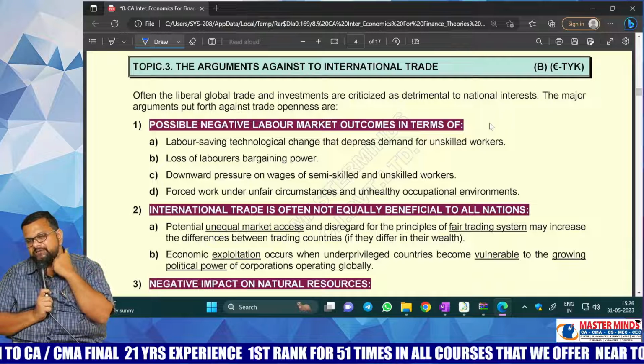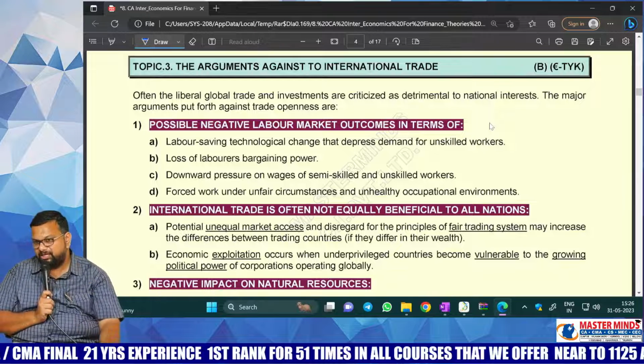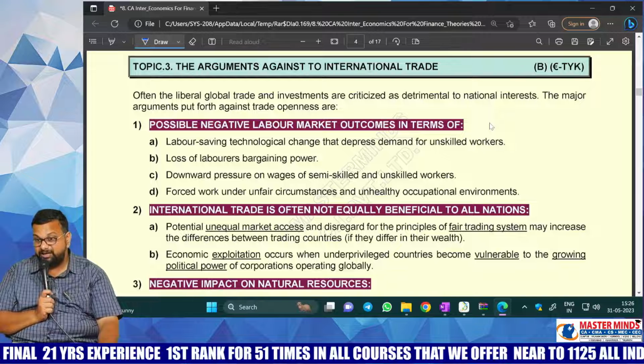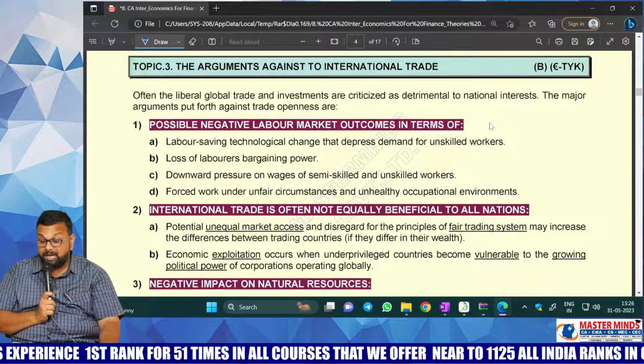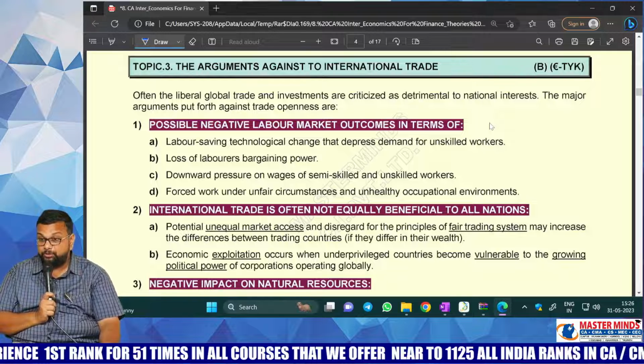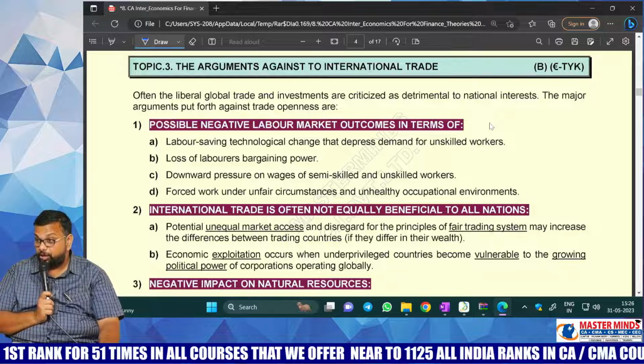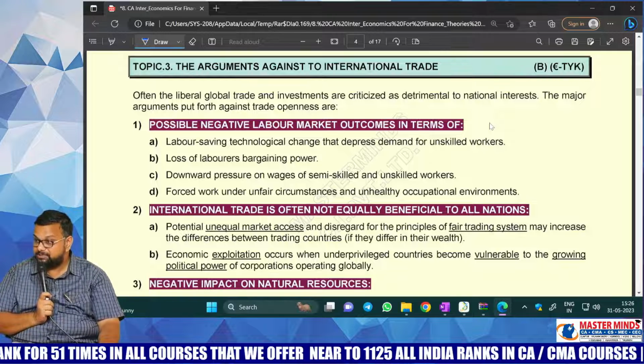See, because of international trade, demand for skilled labor will increase, but demand for unskilled and semi-skilled labor will decrease. 20 years ago or 10 years ago, companies used to employ people to take care of security. Now everything is dependent on biometrics and cameras.